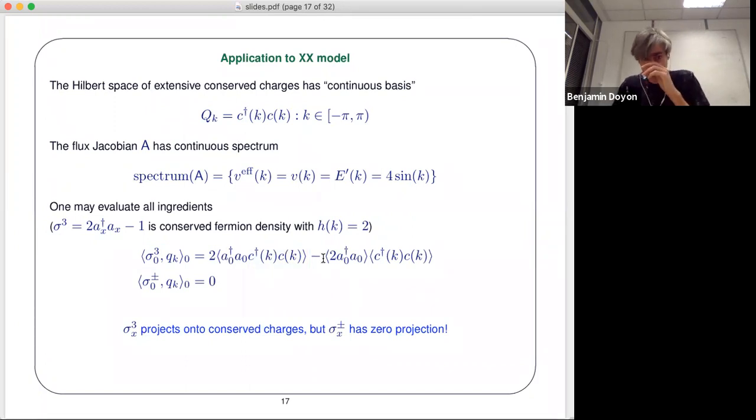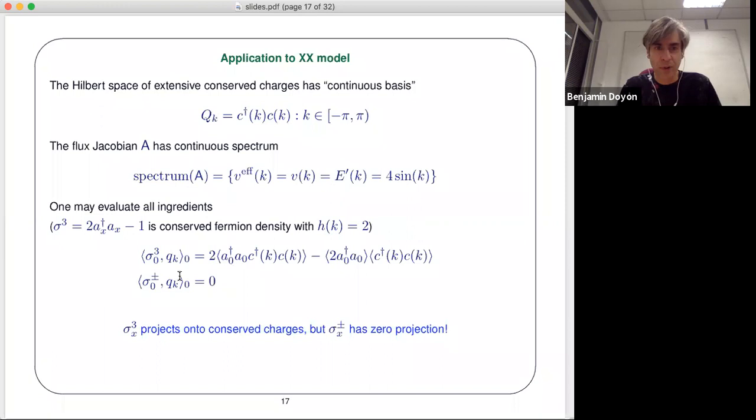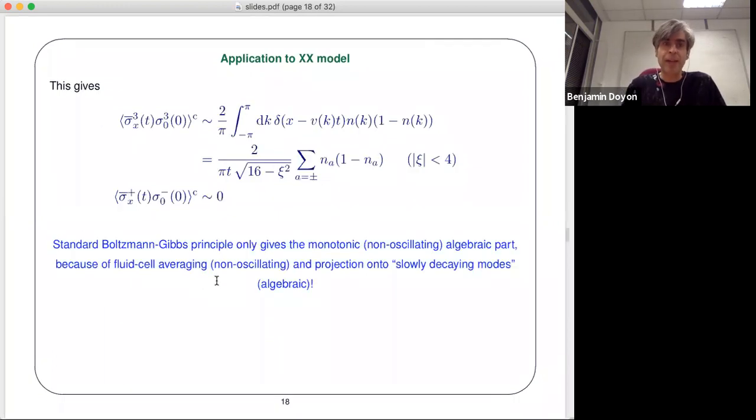Okay. What you see, of course, is that for sigma 3, the overlap is non-zero. For sigma plus and minus, the overlap is 0. Sigma plus and sigma minus contain a fermion operator there. So just by fermion number conservation, the overlap is 0. That means that when you apply the general formula for sigma 3, you get something non-zero and you get the right thing. But for sigma plus, sigma minus, you get 0.